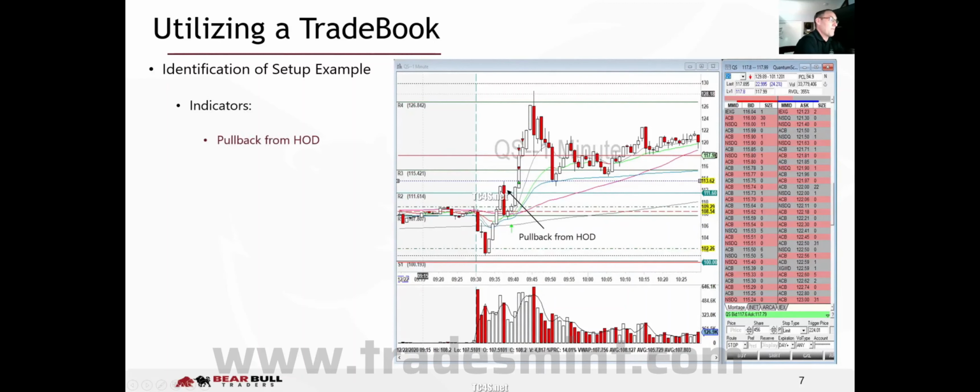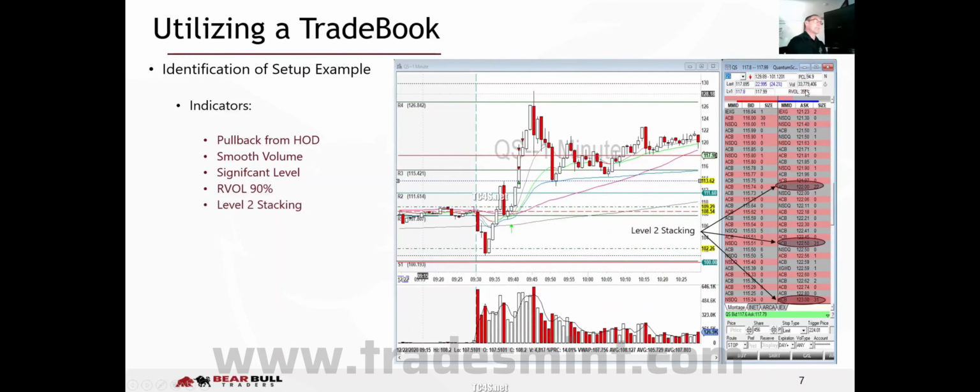It could be a pivot level, it could be a daily level, it could be the high of the 8-minute candle or the low of the 8-minute candle, or it could be a 50 or 200 moving average, right? Those are important levels that are out there. I'm just looking to see if that high of day was at some type of significant level. Then I'm looking for the RVOL, is it above 90? Then the last thing I'm looking for is the level 2 stacking.